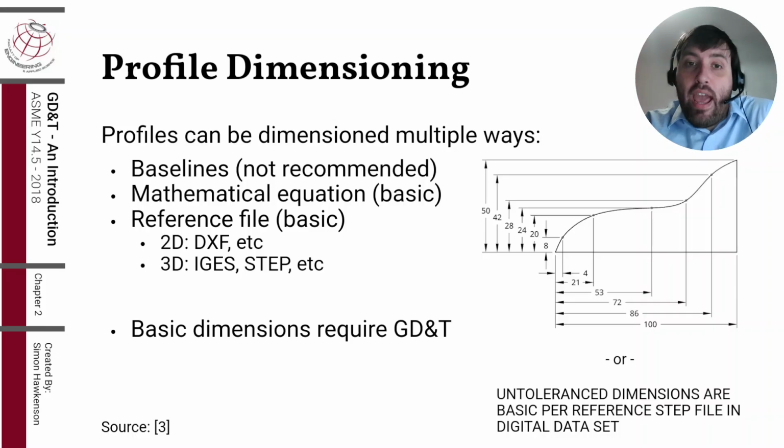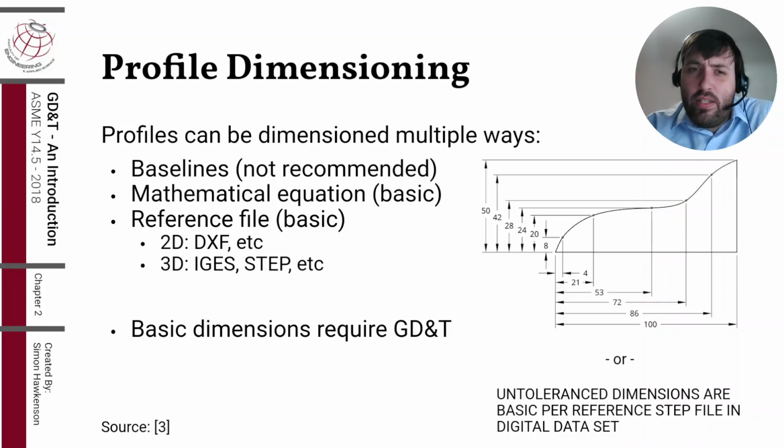Alternatively, you can provide a mathematical equation that defines the curve. You might do that, for example, for the profile of an airfoil. This equation-driven dimension would be considered a basic dimension, which we will get to later. You need GD&T to tolerance basic dimensions.